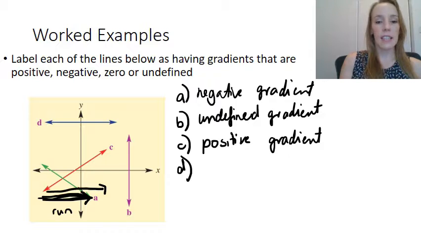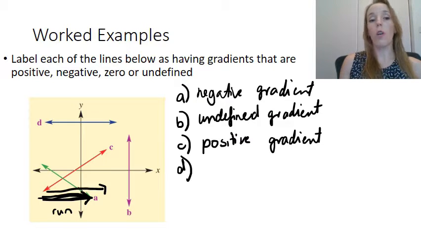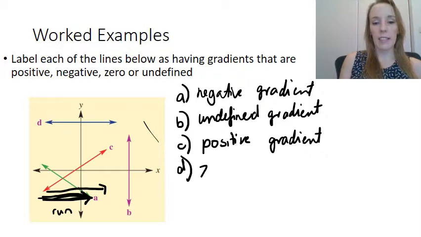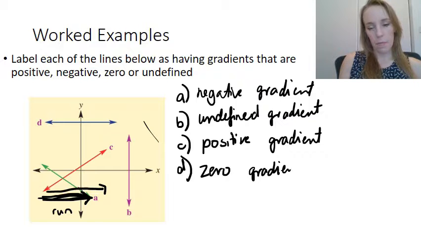And lucky last is D, and D we've got a horizontal line, which means it has no gradient, it's not increasing, so we call that a 0 gradient. There we go.